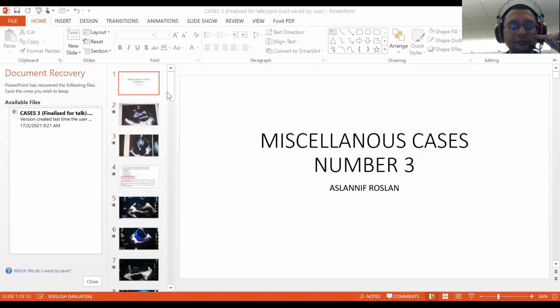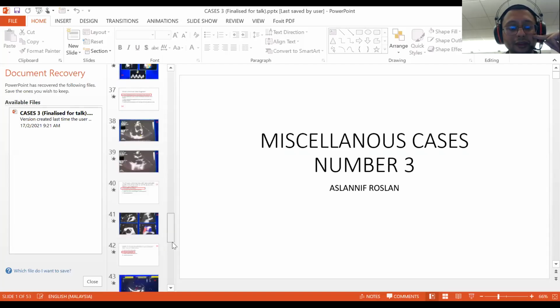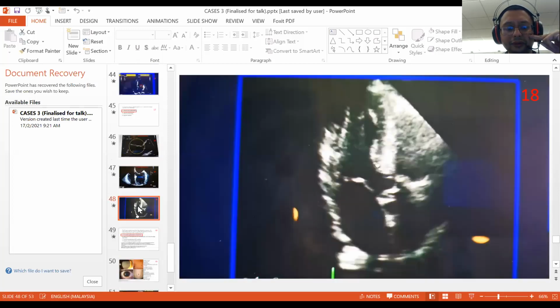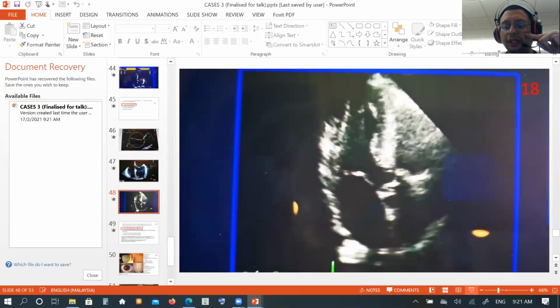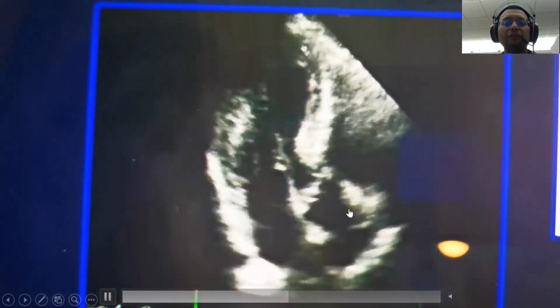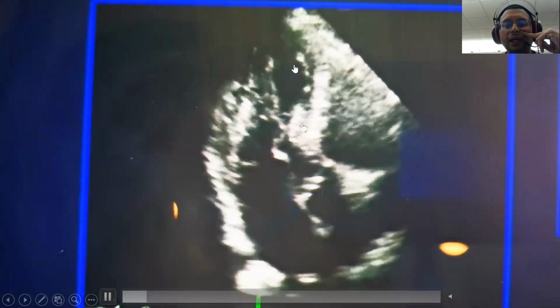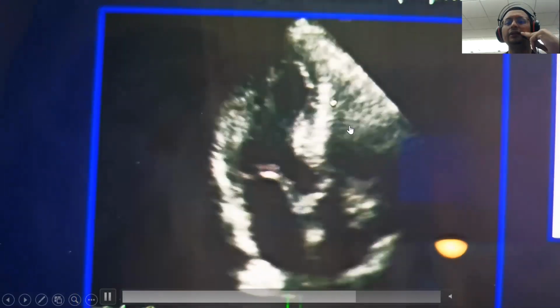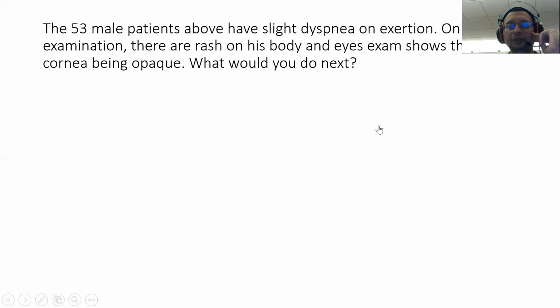Okay, let's... wait, I'll just share it. Share screen. Okay, share. Okay. So, can you see the slideshow? Yeah. So you have a binary appearance. So you have this endocardial layer that is bright. You have that epicardial layer that is bright. Okay. So the patient also has left ventricular hypertrophy. So this is a 53-year-old. The patient has a rash on his body and the eye exam shows the cornea being opaque. Okay. What would you do next?